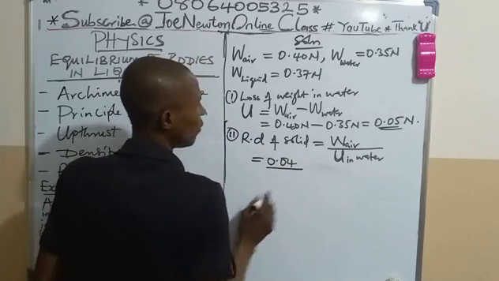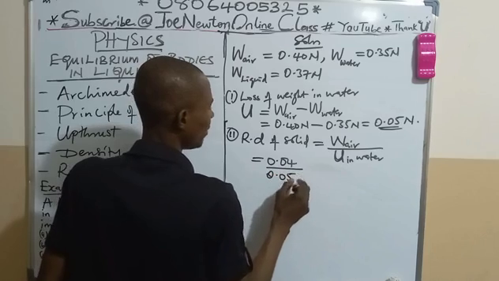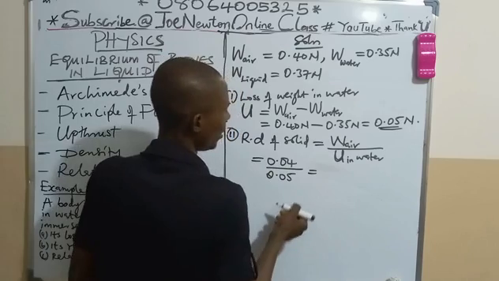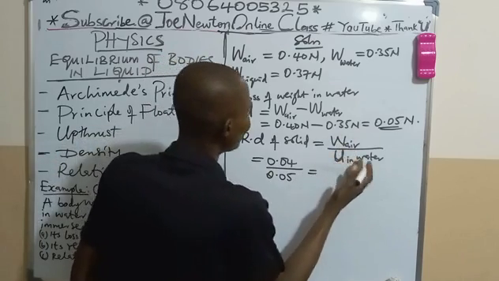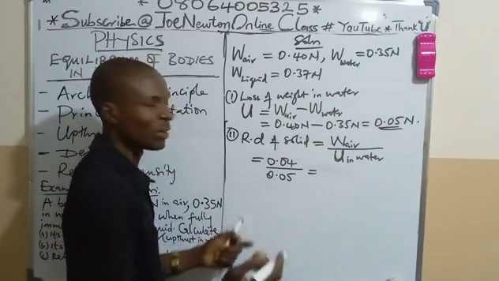0.04 over upthrust in water is 0.05, which is very simple. That the upthrust in water is the weight in air minus weight in water, which we have obtained. So this is very simple.